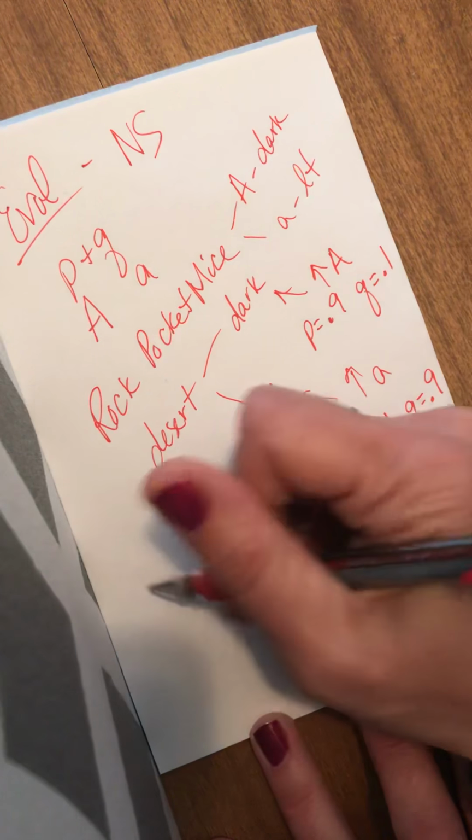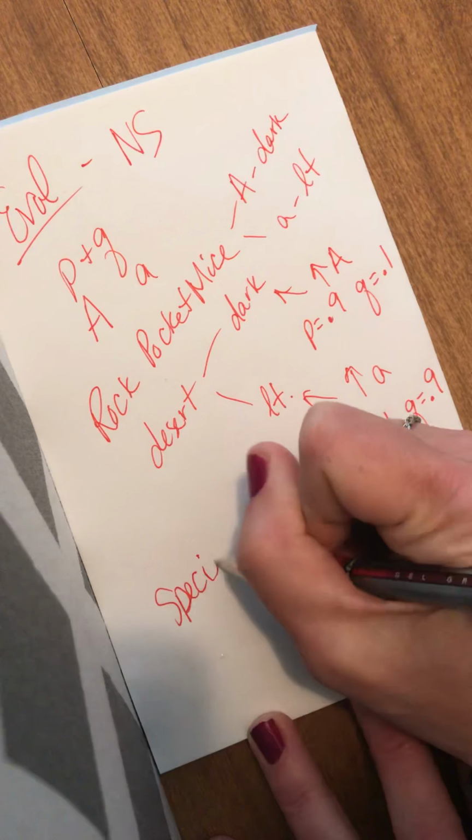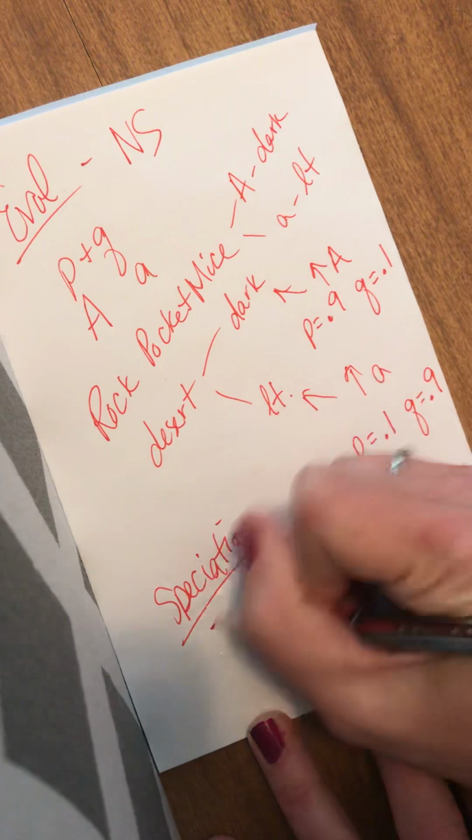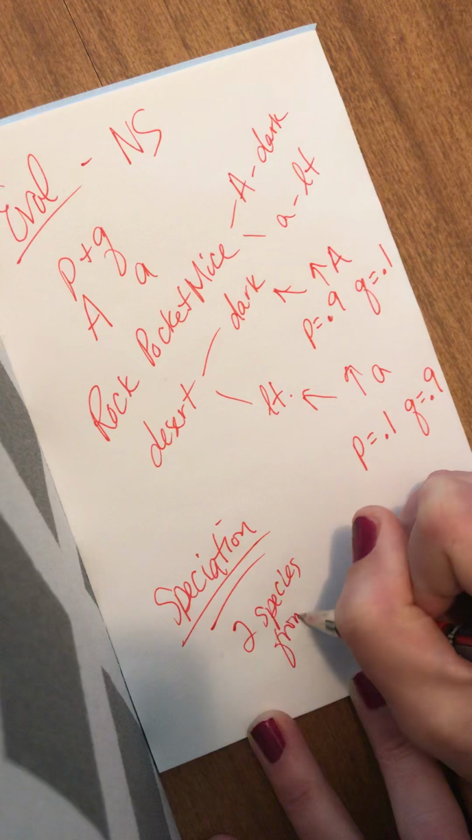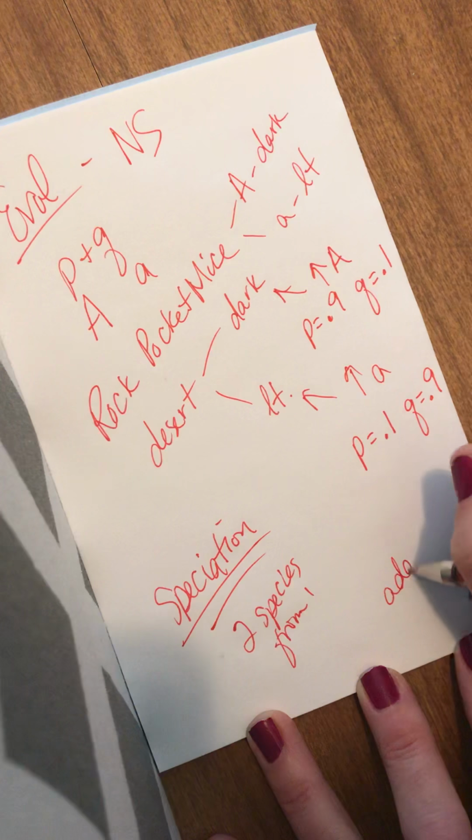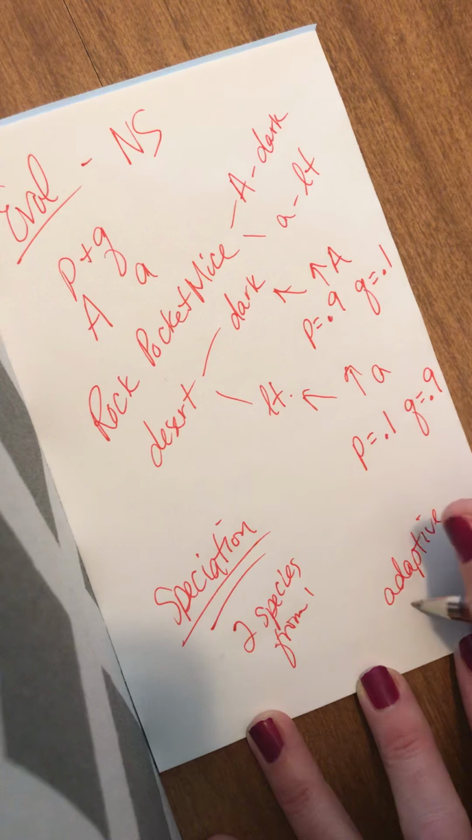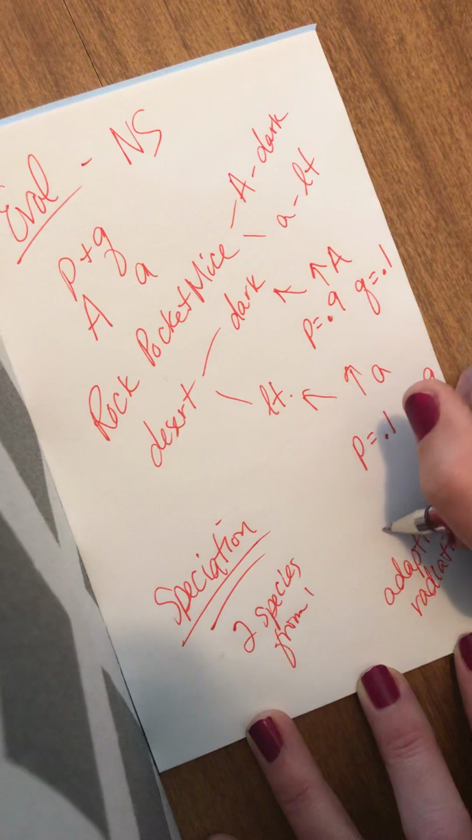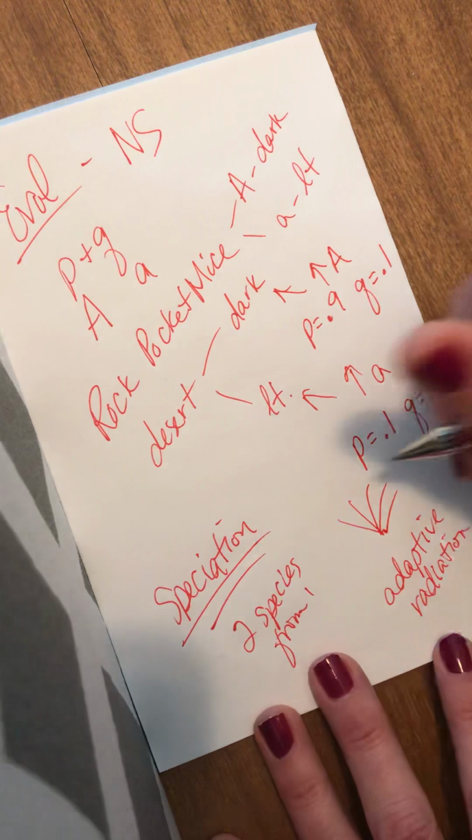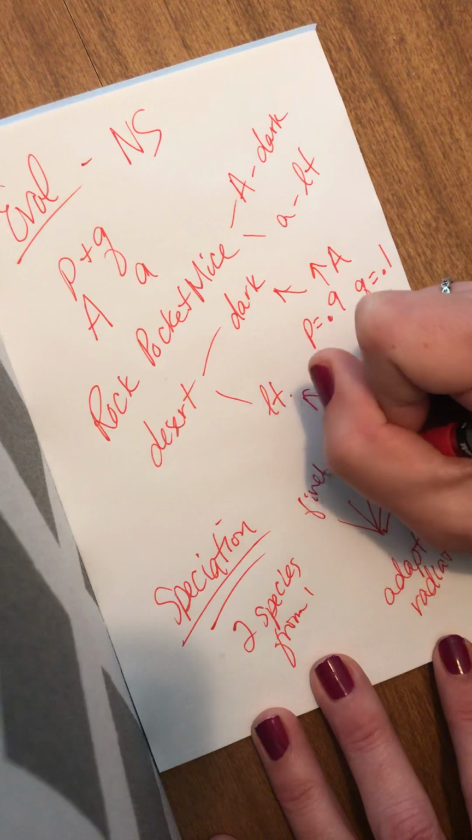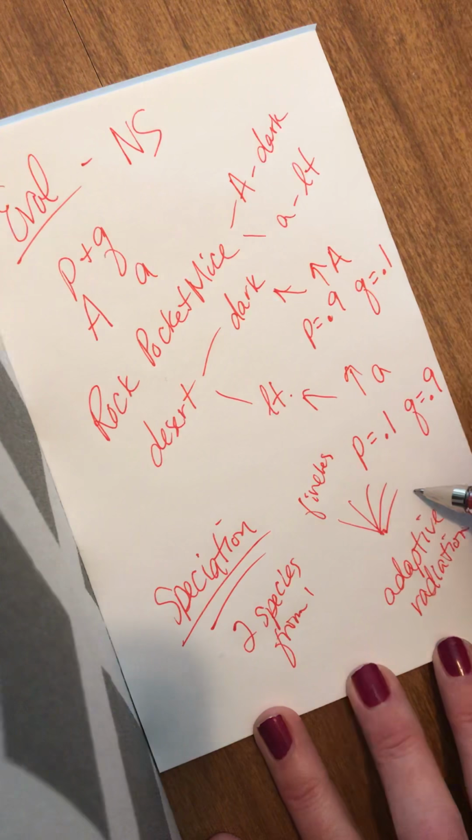Now, let's talk about speciation. Speciation is how you end up getting two species from one. Or if it's adaptive radiation, I think of the finches. With adaptive radiation, you start off with one common ancestor and you end up with multiple different species. That happened with the finches because there were many different environments.